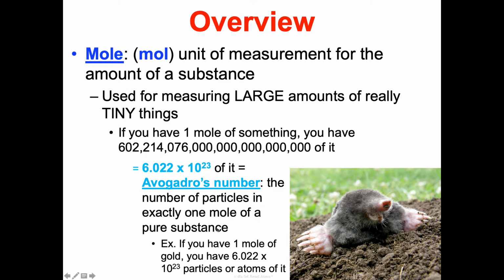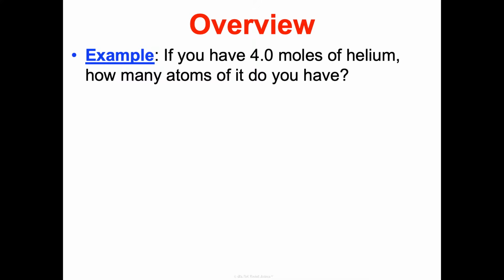Okay, so like I said, if you have 1 mole of gold, that means you have 6.022 times 10 to the 23rd particles of it, or atoms of it, you could say. So let's do an example of how we could actually use this number in a calculation. This is going to be one of the simplest types of calculations we could do. Let's say you have 4.0 moles of helium. How many atoms of it do you have? So we're going from moles to atoms. We know that we have 4.0 moles of helium. We don't know how many atoms we have.